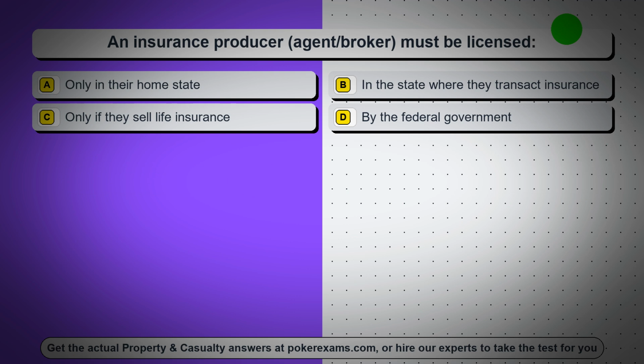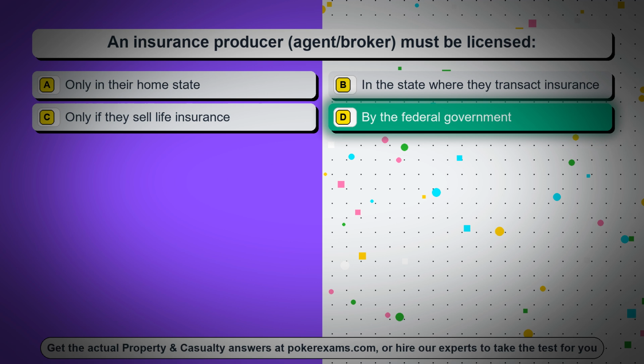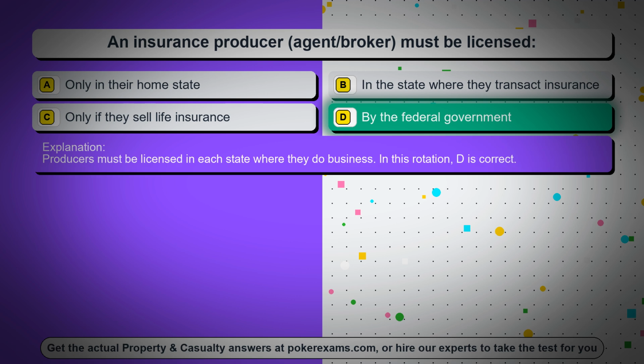Question 31. An insurance producer, agent/broker, must be licensed. Option A, only in their home state. Option B, in the state where they transact insurance. Option C, only if they sell life insurance. Option D, by the federal government. The correct answer is option D, by the federal government. Producers must be licensed in each state where they do business. In this rotation, D is correct.